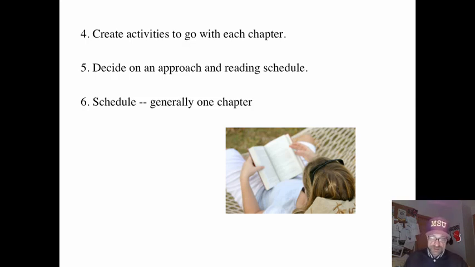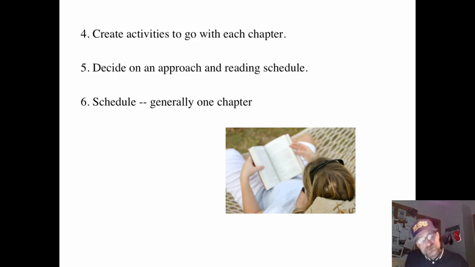Step 5, decide on an approach and a reading schedule. You want to create a very flexible outline for yourself about when you'll be reading each chapter and the activities to go with each chapter. Number 6, generally you want to schedule 1 chapter a day. You don't want to frustrate your slower readers.